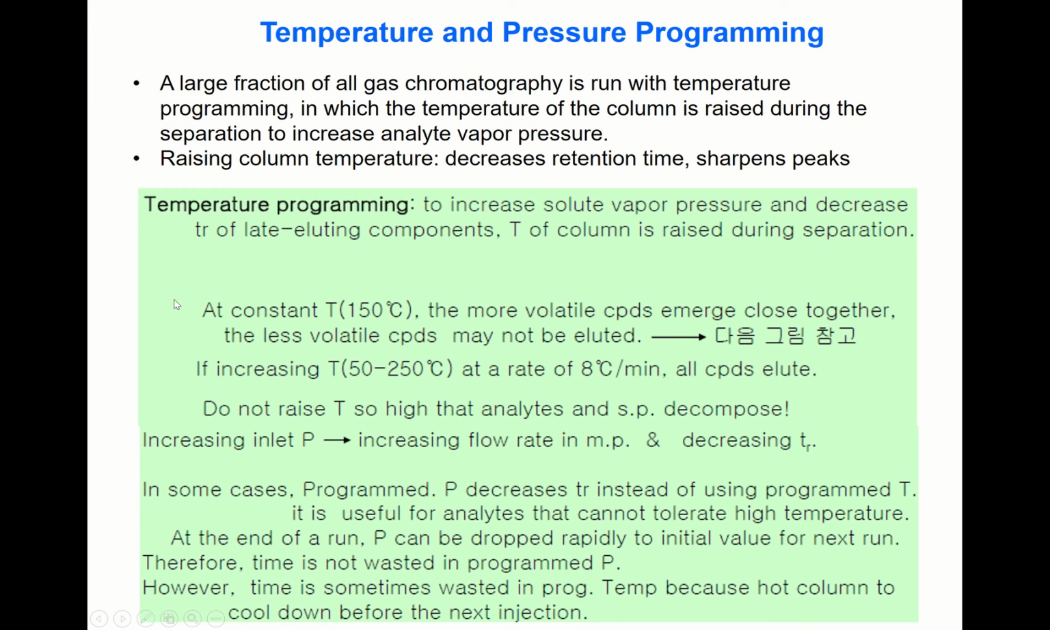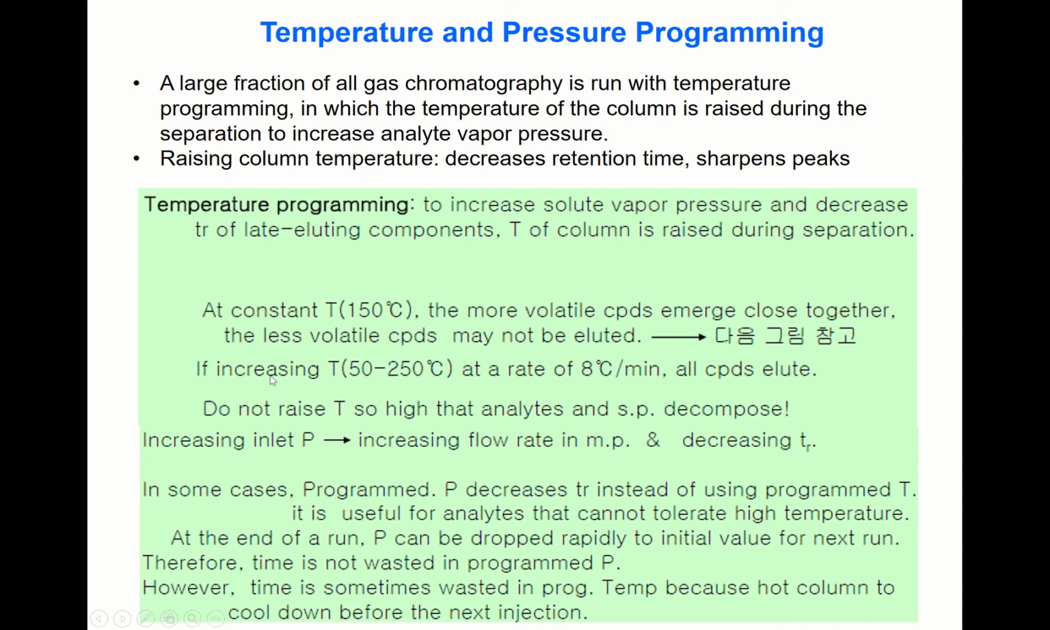At constant temperature, the more volatile compounds emerge close together. The less volatile compounds may not be eluted. That means at a constant temperature, if you don't program the temperature, highly volatile compounds emerge at the same time, so separation is not very good. But the less volatile compounds may not be eluted. So this is not volatile, and it may be retained in the column for a long time.